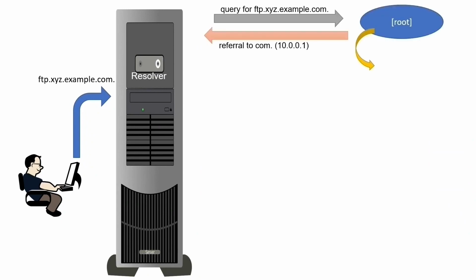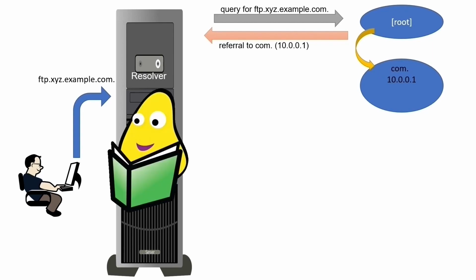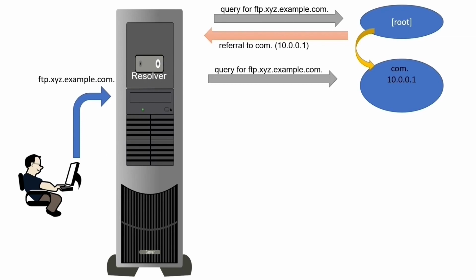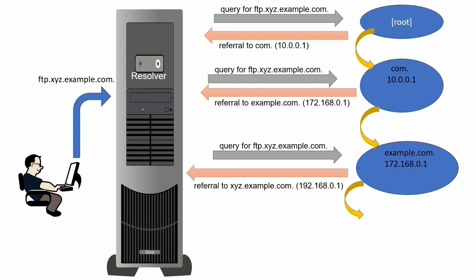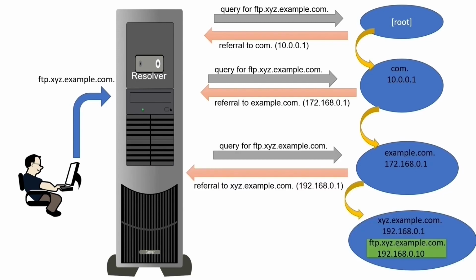The root name server provides a referral to the COM name server. The referral includes the COM name server's IP address. From the referral, the resolver system learns the COM name server's IP address and sends the same query to the COM name server. The COM name server provides a referral to the example name server. The referral includes the example name server's IP address. From the referral, the resolver system learns the example name server's IP address and sends the same query to the example name server. The example name server provides a referral to the XYZ name server.